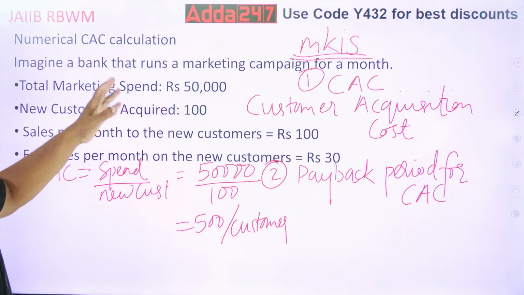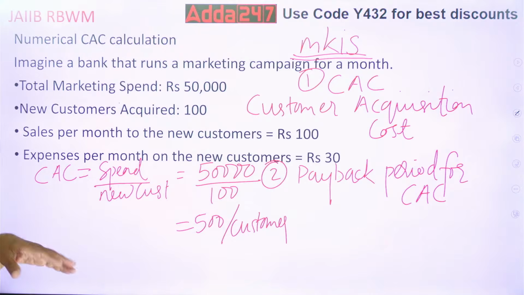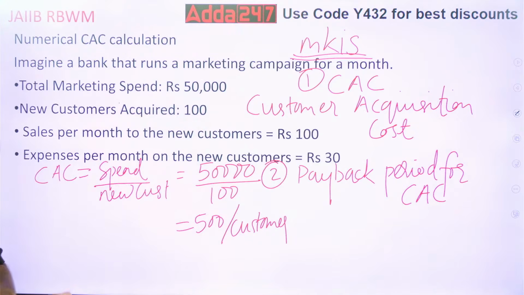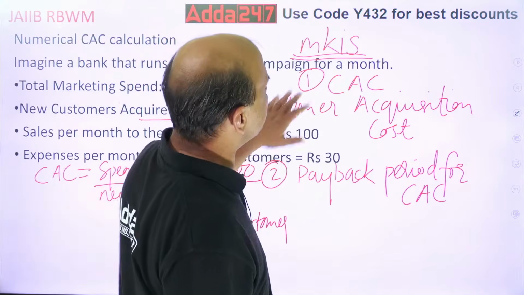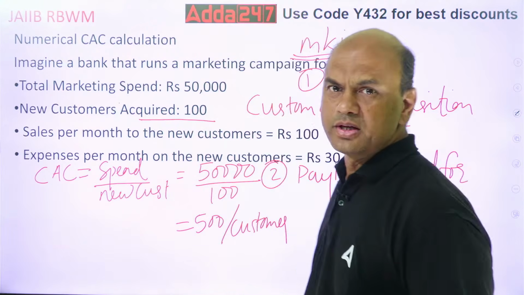Now, total marketing spend. Look at this problem. Imagine a bank that runs a marketing campaign for a month. Total marketing spend is rupees 50,000. Then total new customers acquired is 100. First, look at this part only. You have to find out CAC, customer acquisition cost. How will you find it? See, CAC is very simple.